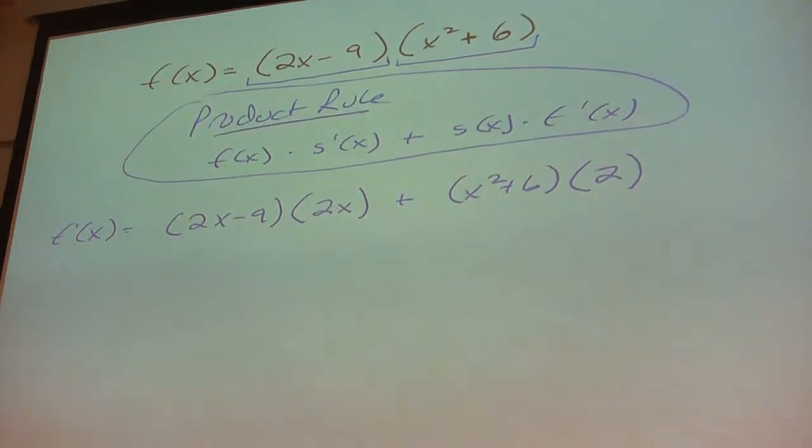That's product rule. Now again, I can put in decimals, negatives, fractions. I can throw in whatever derivative, special case. I can throw in any derivatives I want. The product rule stays the same. Okay? Now the next step is to clean it up.